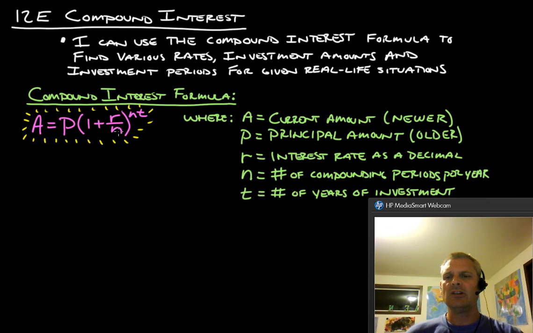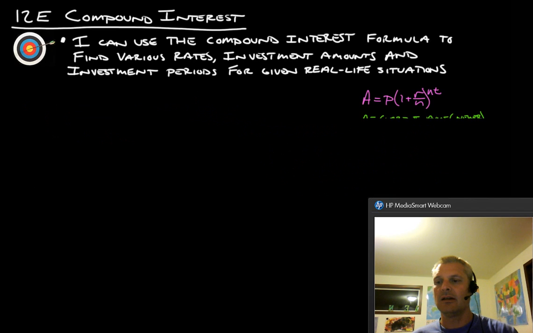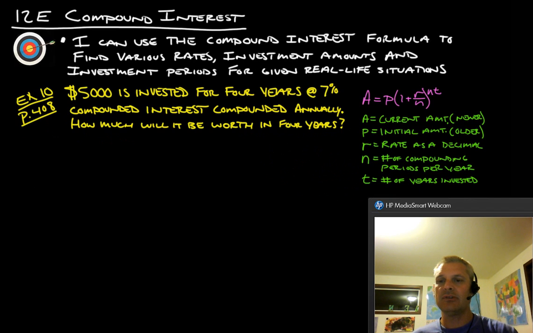Just really quick on the N's, the compounding periods per year. If the interest is compounded annually, that just means N would be 1. If it's quarterly, that means these compounding periods would be 4. If it's monthly, it would be 12, because there's 12 times that you're compounding the interest. With that, let's take a look at some examples.